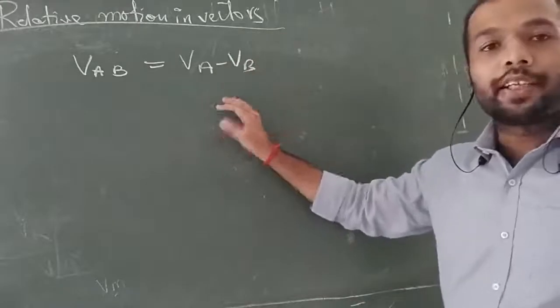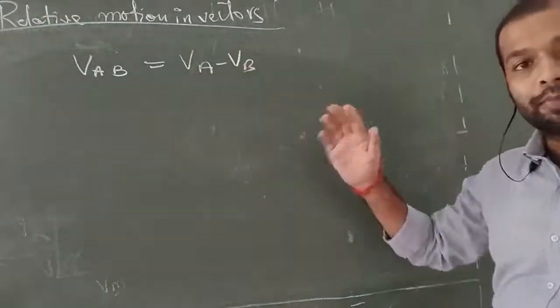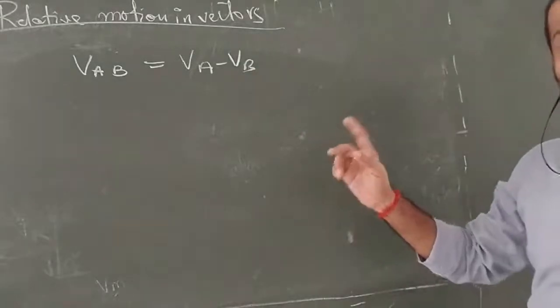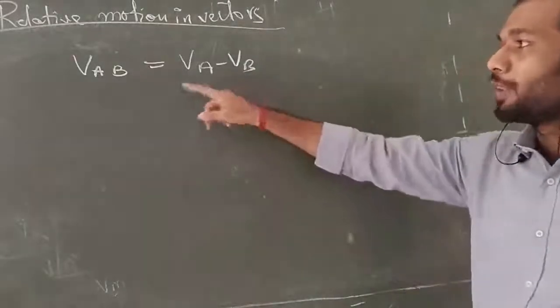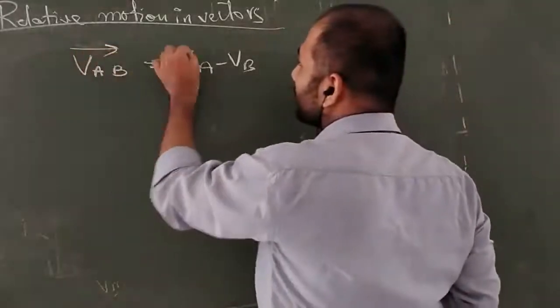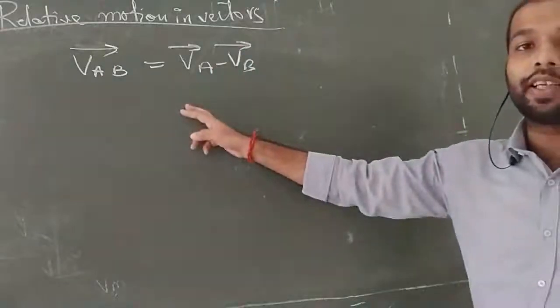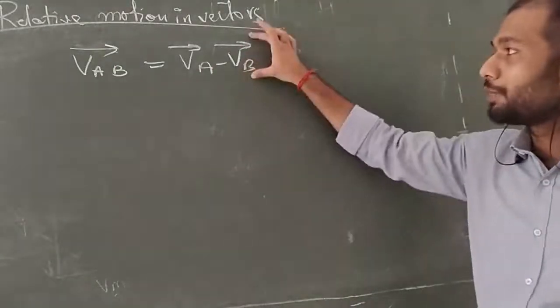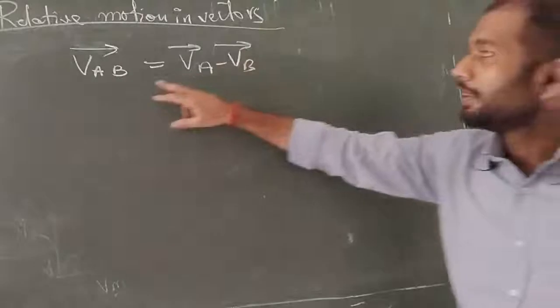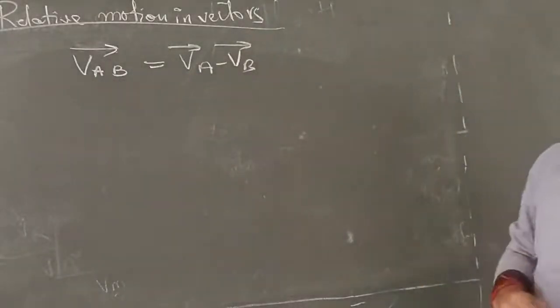Earlier it was just straight line motion, so you could simply add them up or subtract them. But if both have different axes, then we have to use vectors, because the directions are not in the same direction anymore. So this will be written with the vector representation VA, VB and VAB. This is called the relative velocity of A with respect to B.